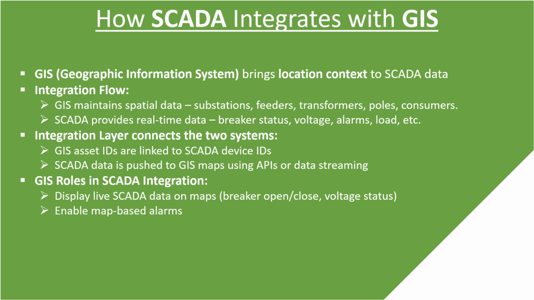It enables map-based alarms, that means wherever a breaker is opened, the color visualization of the downstream network will change. Similarly, if a transformer is overloaded, the color code will change, it may be red or something.